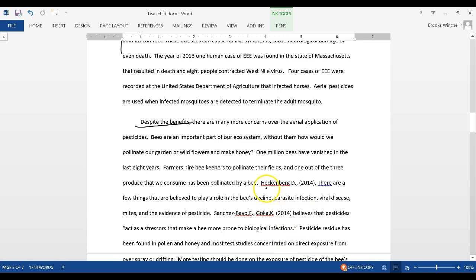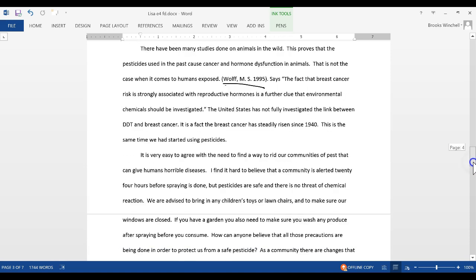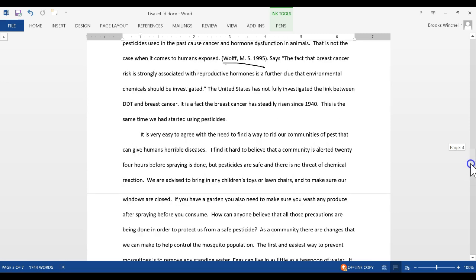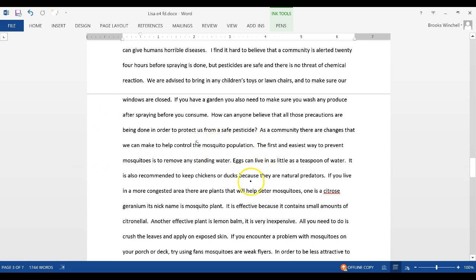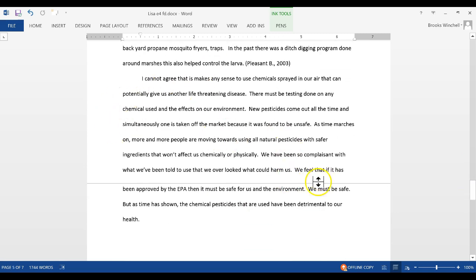And here she cites some experts that talk about how pesticides can harm bees. And then she talks about how pesticides have created autism, and she cites some sources for that. And then she talks about how pesticides have harmed wild animals, and she cites some sources on that too. And then in here, she talks about how pesticides probably aren't safe for being sprayed in communities. Then she moves into her suggestions. She cannot agree with pesticides, and then she says what needs to be done.